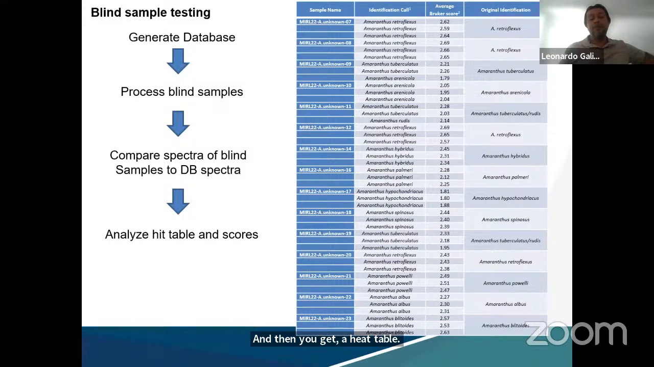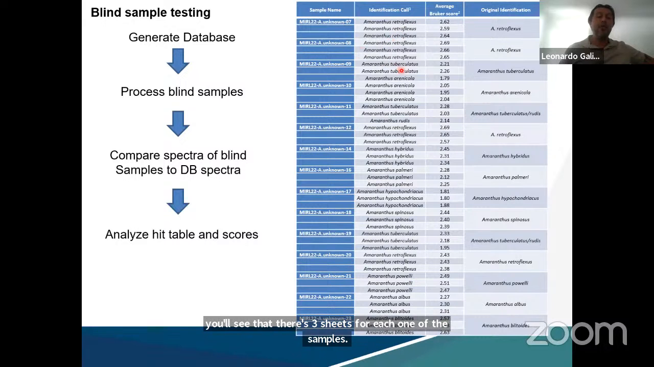And so for the first set of blind samples, we received 15 blind samples that you see on this column, the first column here. And you have the identification call made after comparing the protein profiles by the software of the MALDI biotyper. So you'll see that there are 3 hits per each one of the samples. That's basically because we took 3 replicates or 3 seeds per each one of the vouchers that we received.